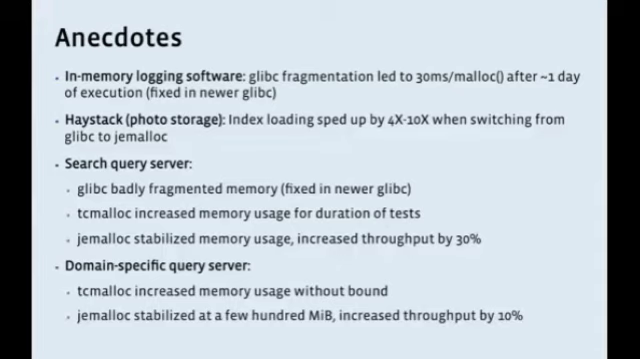The first one we were using glibc. We tried tcmalloc and jemalloc. tcmalloc appeared to still have some fragmentation issues, so we used jemalloc, and got a 30% improvement in throughput. And then we had another one where tcmalloc was causing us fragmentation problems, and we switched over to jemalloc and got a 10% throughput improvement there.